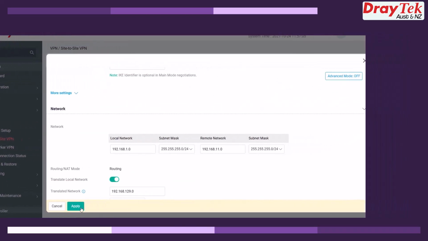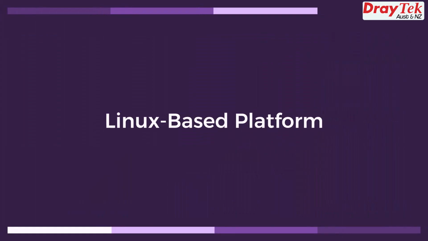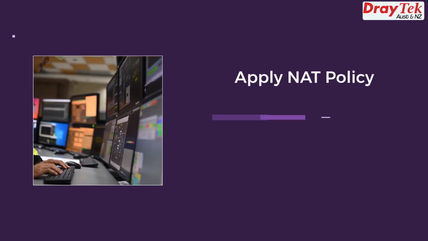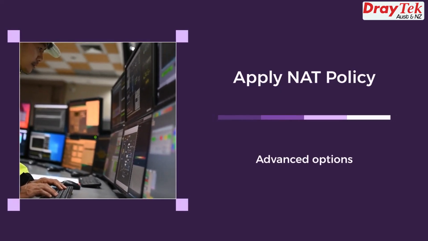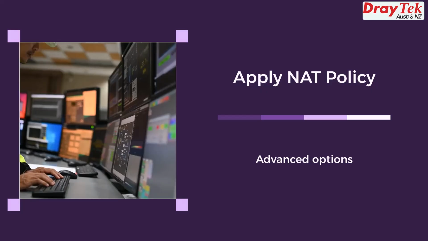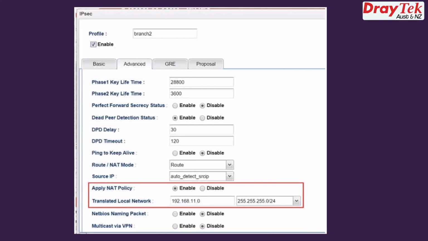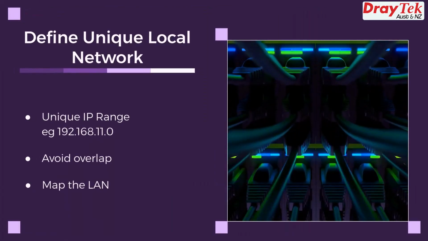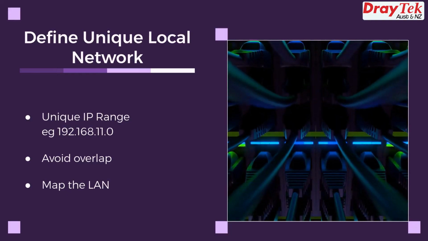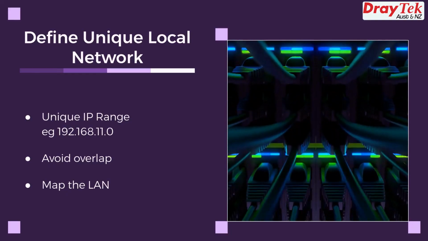If you are using a Linux-based platform, such as a Vigor 3900, the configuration steps are slightly different. For Linux-based systems, you need to enable the Apply NAT policy option within the advanced VPN settings to facilitate the address translation. Here, you can see the Apply NAT policy, where LAN 1 will be translated to the 192.168.11 subnet. Remember to do the same on the other side of the tunnel. Similar to the other router, make sure that the new subnet doesn't overlap with any other real or translated network.